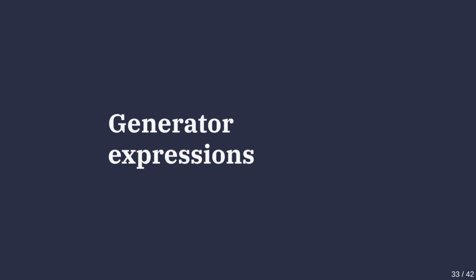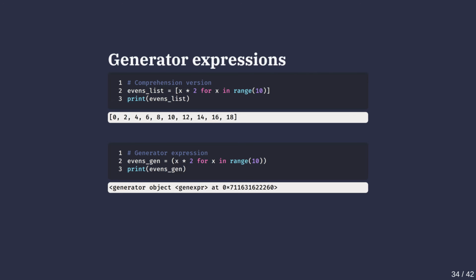Now that we are more comfortable with comprehensions, let's move on to generators, which are closely related and will make a lot of sense once we see them in action. Here is a list comprehension that builds the first 10 even numbers. Now, if we swap the square brackets for parentheses, we don't get a list, we get a generator object instead.